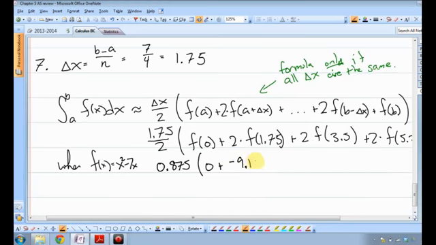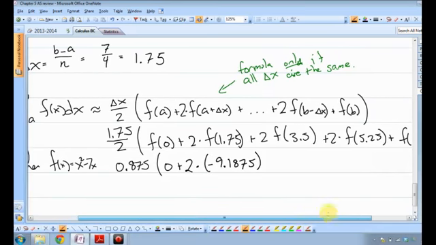Negative 9.19. Is that exact? That seems like it's not exact. I think I rounded it. That's not 3 times that. It's negative 18.375, oh, because I didn't multiply by 2 yet. Let's not multiply by 2 then. 2 times, what's f of 1.75? Negative 9.1875. Yeah, don't round it yet. Only round at the very end.